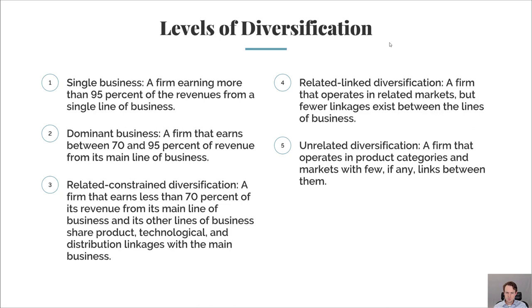Related linked is a firm that operates in related markets, but there are fewer linkages relative to a related constrained type of diversification. And then finally, unrelated diversification is when a firm operates in multiple categories with few, if any, linkages between them.